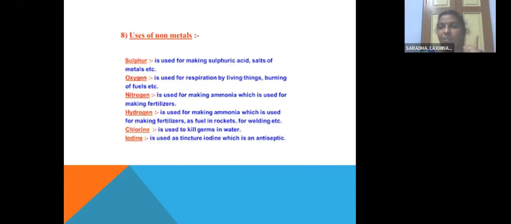Uses of non-metals. Right, sulfur, oxygen for breathing purposes, nitrogen for making fertilizers. Hydrogen is used for making ammonia, welding purposes, and fuel in rockets, and chlorine for chlorination. Chlorination is a process that they'll be learning in purification of water, a physical method of purifying water, the addition of chlorine tablets. So we can insist that iodine is used as tincture of iodine, an antiseptic. All this needs to be mentioned.